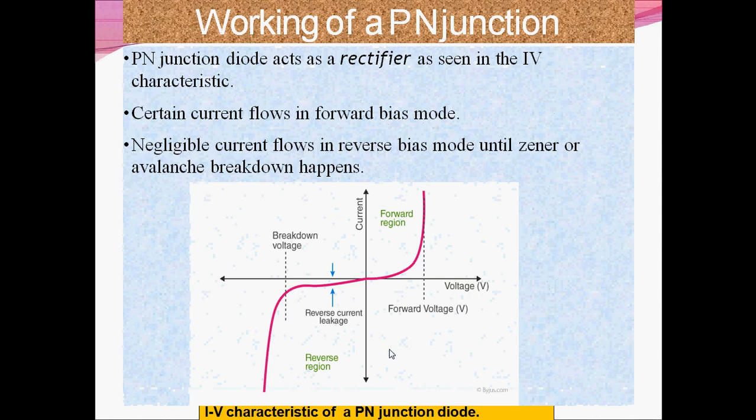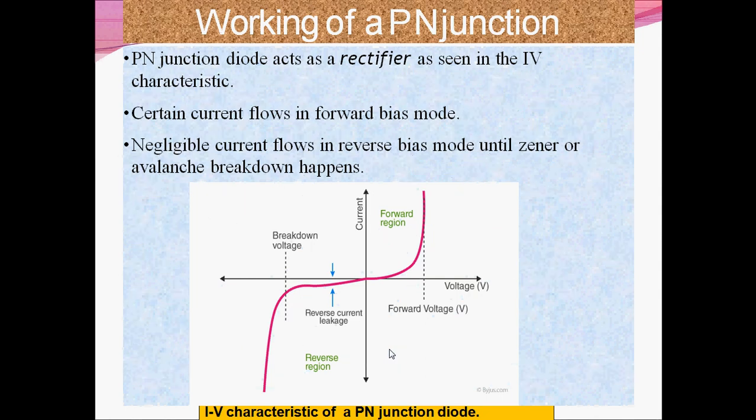The working of a PN junction. The PN junction diode acts as a rectifier, as seen in the IV characteristics. Certain current flows in forward bias mode. Negligible current flows in reverse bias mode until Zener or avalanche breakdown happens.